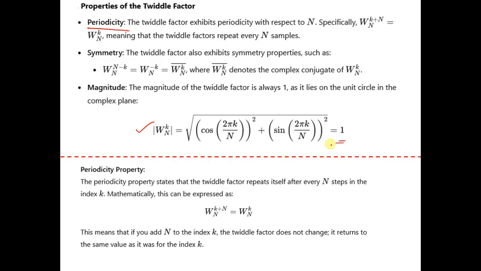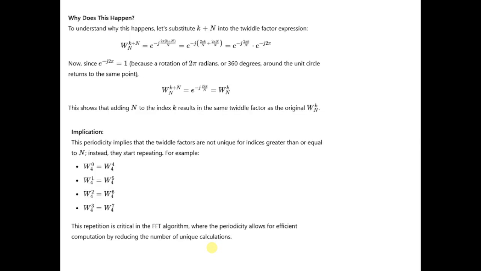Now coming to the periodicity property. The periodicity property states that the twiddle factor repeats itself after every N steps, that is the length of the signal, in the index k. Mathematically, it is represented in this form: W_N^(k+N) equals W_N^k. This means that if we add N to the index k, the twiddle factor does not change. It returns to the same value as it was for the index k. So why does this happen? It has been given over here.